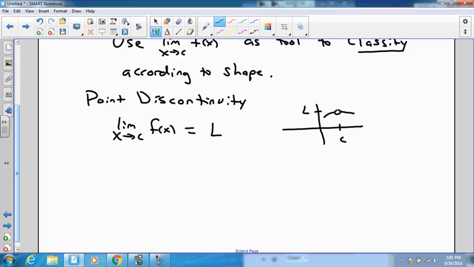Well, we have seen this shape before. What have we called this before in a graph? We called it a hole. That's exactly right. So the only thing that we're going to do is take that term hole, and now we're going to call it a new and spiffier term, point discontinuity. Yes, sir. They're the same one. That's right. They are synonyms for each other.